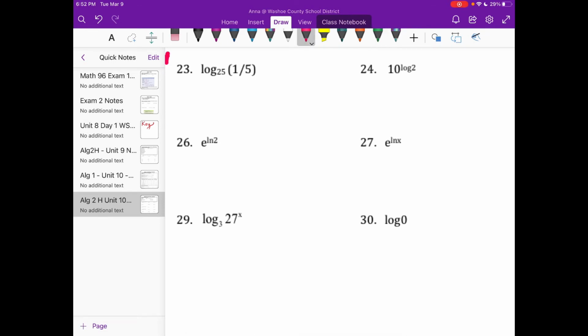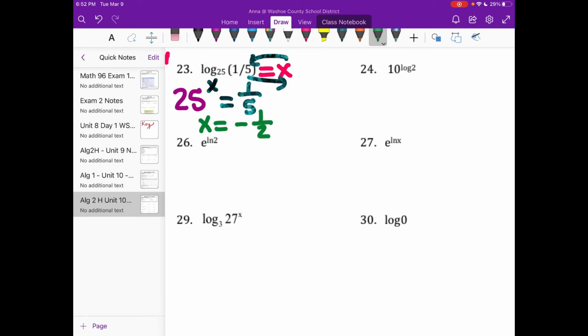23. All right. 23 is not awful, but let's just go through it anyways. Base stays base, so 25 is my base. The other two, let's switch places. So 25 to the x equals 1/5. So I know that I could get 5 from 25 if I square rooted it, but then I have that fraction, so I know that my exponent needs to be a negative. So negative 1/2 would be good for 23.